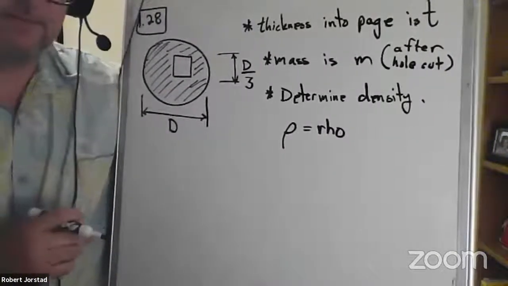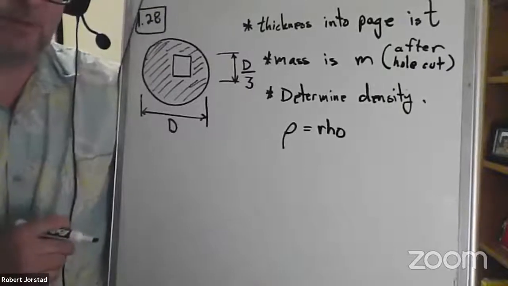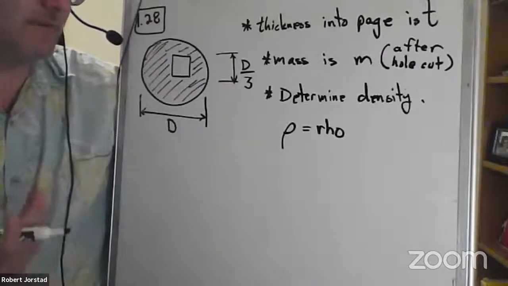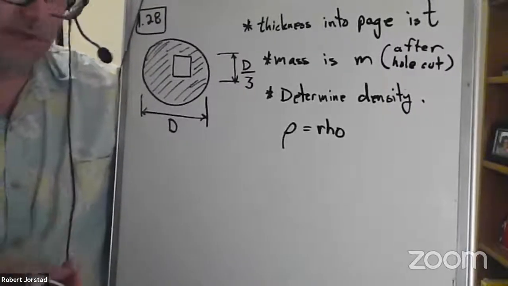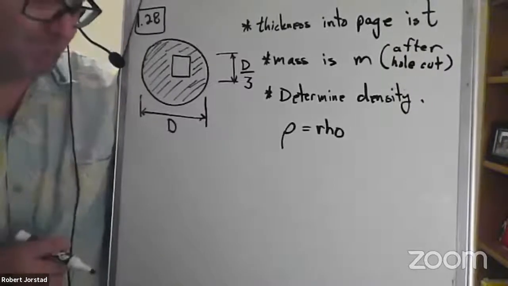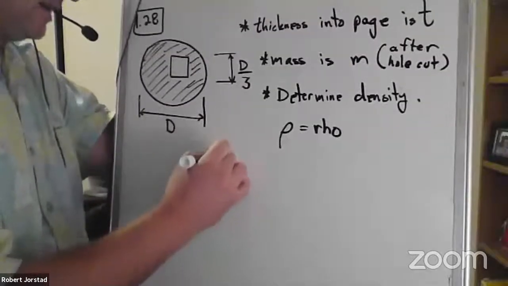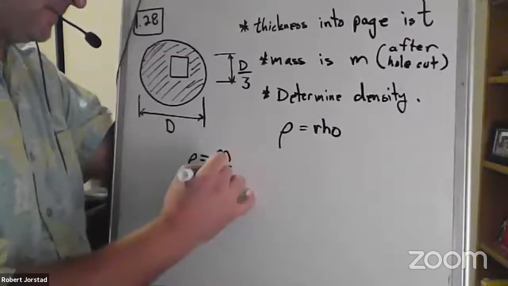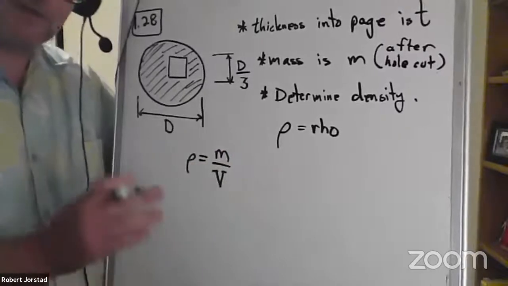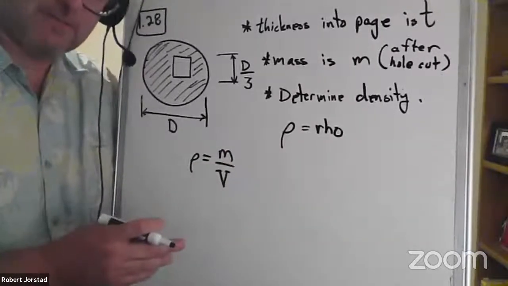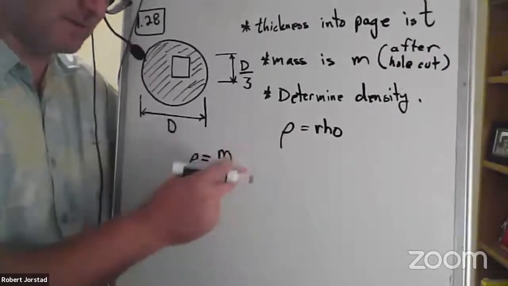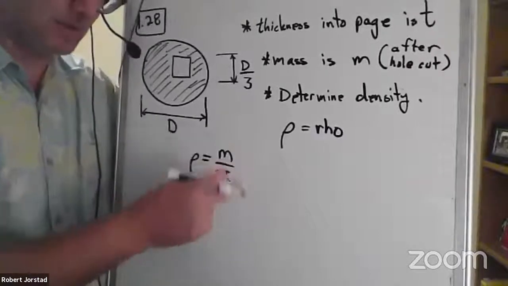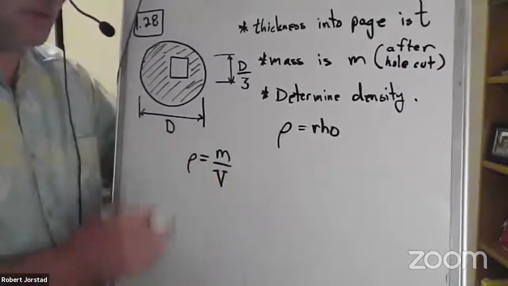That's the setup. How might we attack this problem? We're trying to figure out density. Does anybody know an equation for density? Anything? Rho equals M over V. Density equals mass over volume, right? If you're not sure, you could look at the units. Typical densities are kilograms per meter cubed or grams per centimeter cubed.